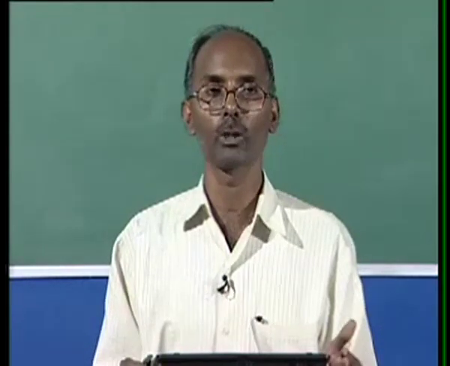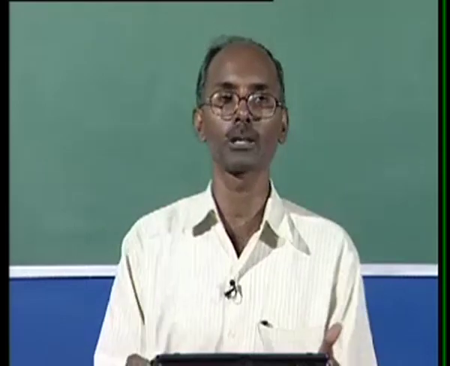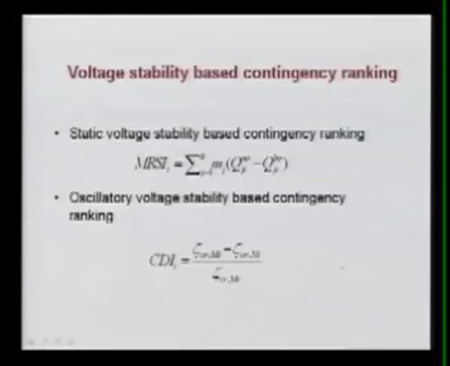So what we do is some analysis by which we can rank them, and we only have to consider the critical and most probable contingencies for looking at the solution methods. So for voltage stability based contingency ranking, an index has been defined, a modified reactive power stability index, a security index basically, in terms of the reactive power with no outage and with the branch outage, with some factor, and then it can be used.